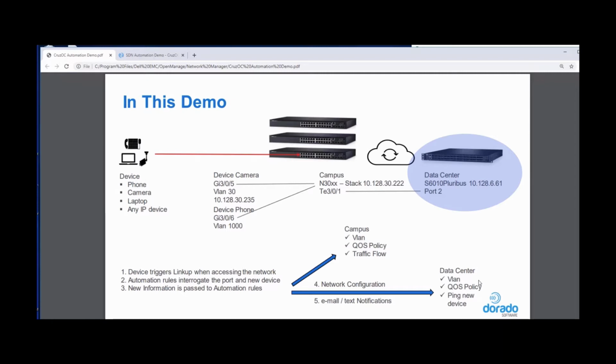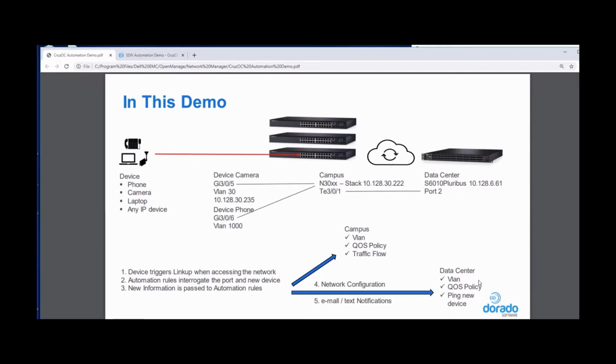You'll see that the ports we're using on the device for the camera are GI305 and VLAN 30. I put the IP address here, so we're going to ping that address at the end to see that it's working. And then we also have a phone that's going to get a separate VLAN on a separate port, which is GI306 and VLAN 1000.